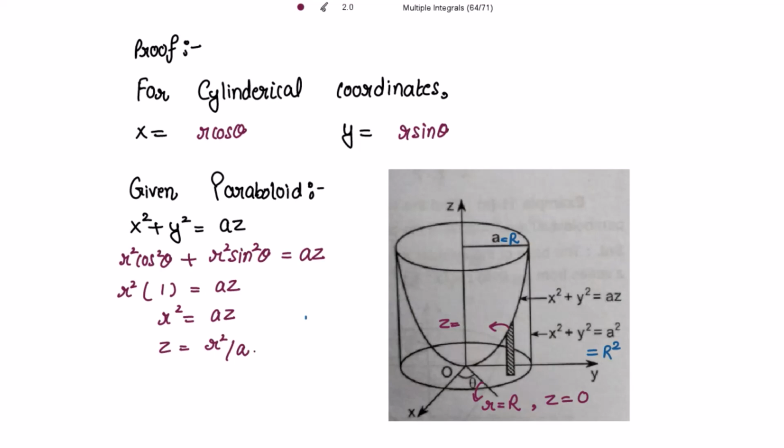So the limits for the z can be, if you notice, that in the xy plane z equals 0, which becomes the lower limit, and it is at this curved surface, the z is r² over a. So the limits of z will be from 0 to r² over a.